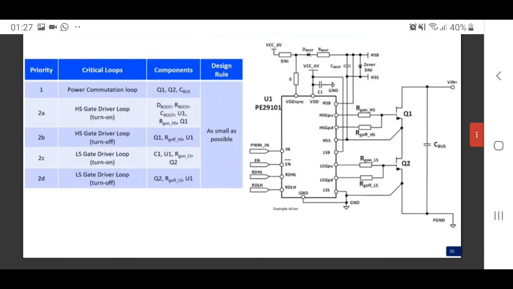This page shows a half-bridge bootstrap gate driver circuit. It is exactly the same as the gate driver circuit for silicon MOSFETs. So in the table, we also list the priority and the components for each critical loop.